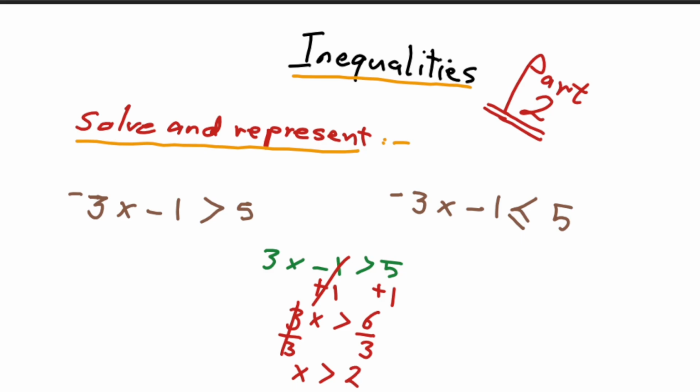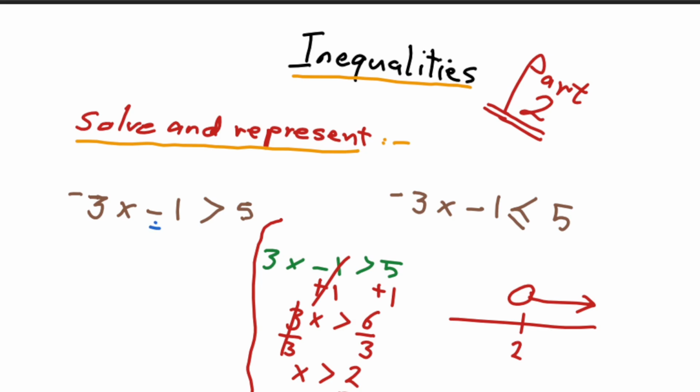And how did we represent this? We represent it on the number line like this. So that was the number line, and we started at 2, and then x is more than 2, so we start here and we go towards more than 2. That's this. Now let's leave this here so that you can see the difference, and let's solve the question to the left.